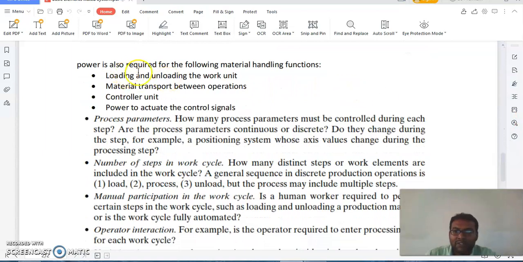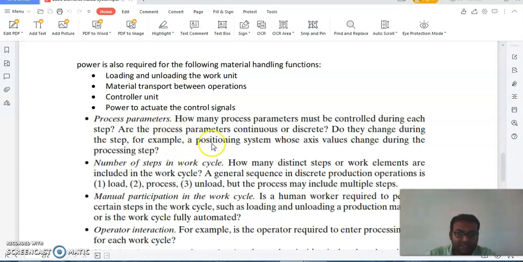Power is also required for the following material handling functions: loading and unloading of the work unit, material transport between operations, and the controller unit, with power to activate the control signals. This is one of the basic elements of an automated system, that is, power. Next is the program of instructions.